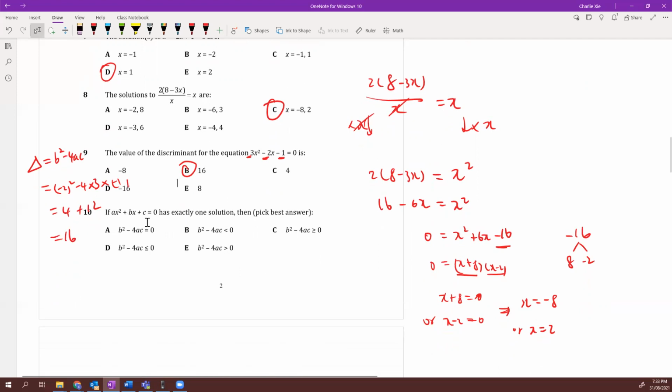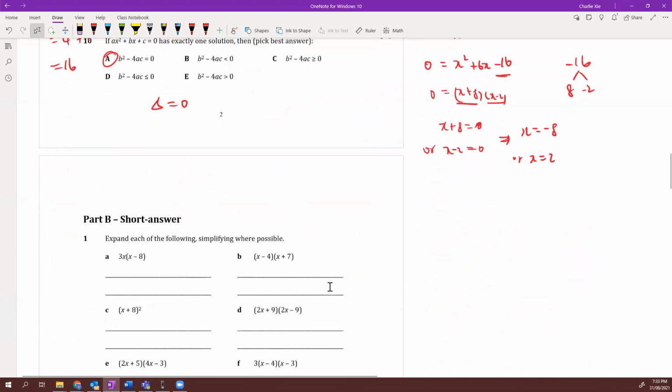Question 10. If ax squared plus bx plus c equals 0 has exactly one solution, that's the case where delta equals 0. So it's a equals 0.